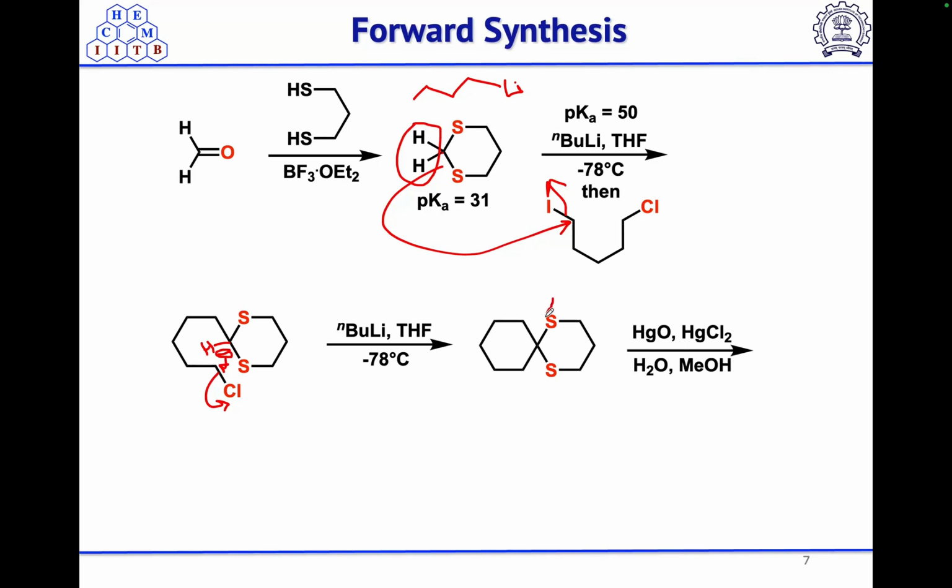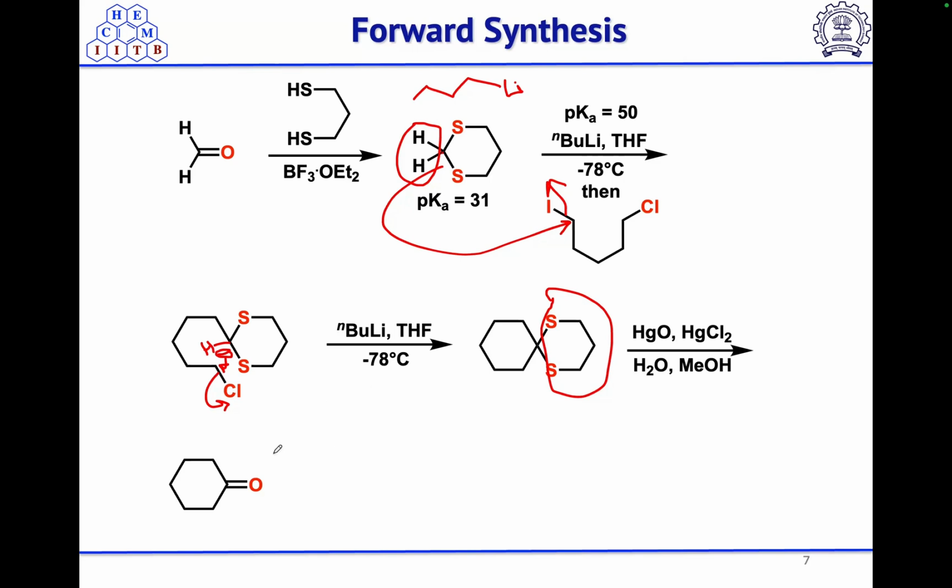This is basically the protected form of a ketone. Now you can easily generate the corresponding ketone by deprotection of this 1,3-dithiane derivative. For this deprotection you can use any Hg2+ salt, and you will get the corresponding carbonyl group. So this is our target. This was our target in the previous slide, and now you can see how we can easily synthesize this cyclohexanone, this 6-membered cyclic ketone, from formaldehyde. Very interesting.